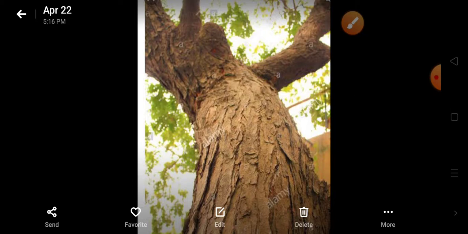The stem of the neem tree is shown in front of you. This stem is hard, strong and woody, no? This stem is called a trunk. The stem which is hard, strong and woody is called a trunk.